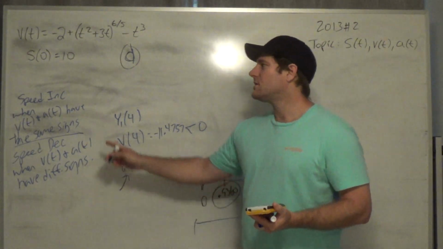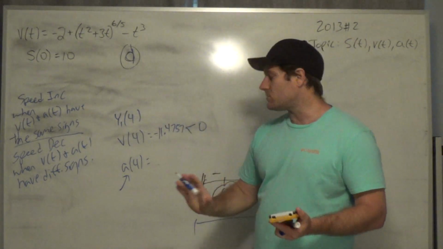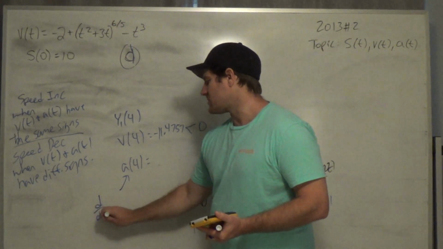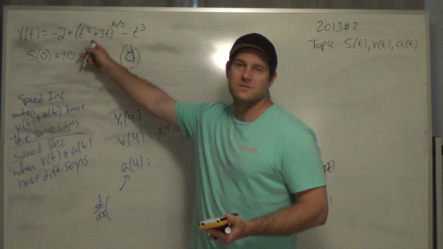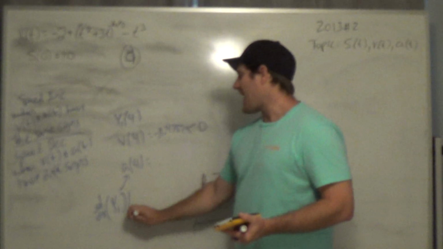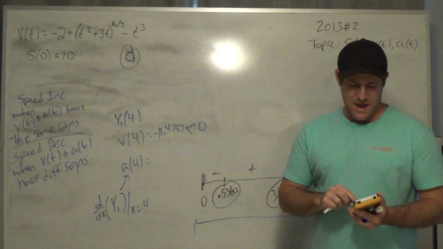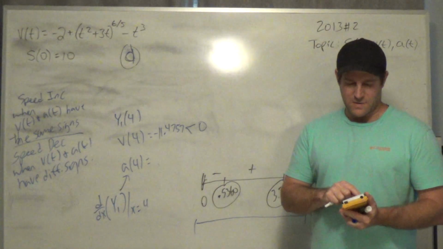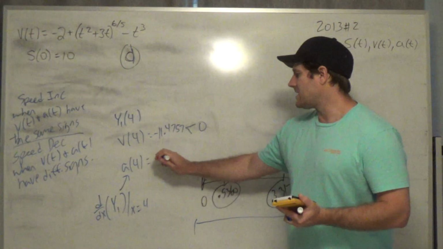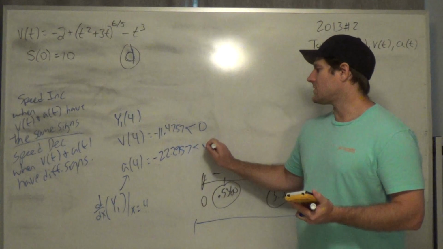Now acceleration is the derivative of velocity. And I'm not taking the derivative by hand. I could, but I don't need to. I can use the Math 8 button on my calculator and tell the calculator to take the derivative of what's in y1, the derivative of velocity at time equals 4. And it will take the derivative, plug in 4 for me. So I hit Math 8, use my hotkeys of y1, and at 4, and I get negative 22.2957, which is less than 0.